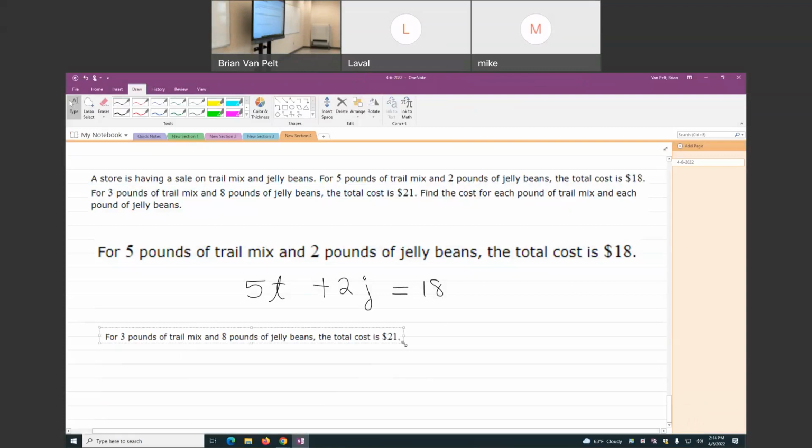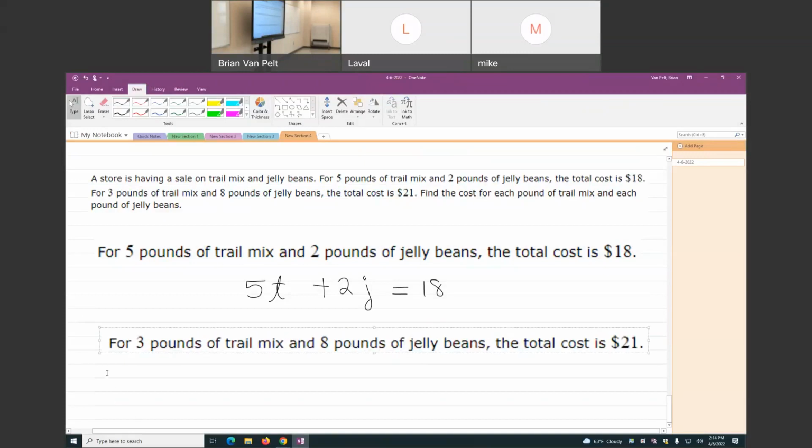Now, using my letters, can you give me an equation for this sentence? What is it? That's right, 3t plus 8j equals 21. I should have mentioned this. By allowing you to use more than one variable, these word problems become easier than they were when we did them earlier in the semester. I don't remember if we did one like this, but now I have a system of equations. I'll go ahead and rewrite them because I'm going to solve them.